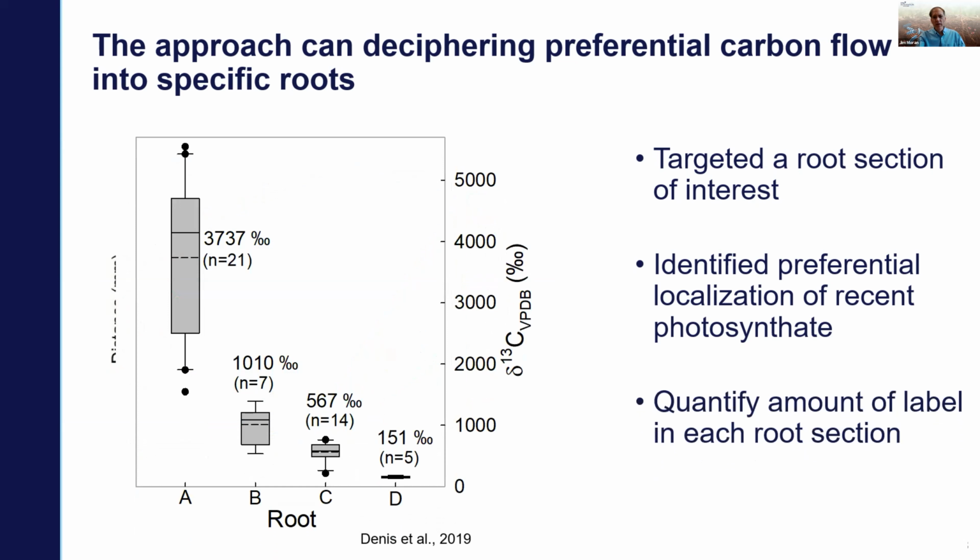And I just put this up here. Because of the quantitative nature of the isotope ratio mass spectrometer, we can also quantify these differences between roots. Here, looking at the differences between root A, B, C, and D, for instance.